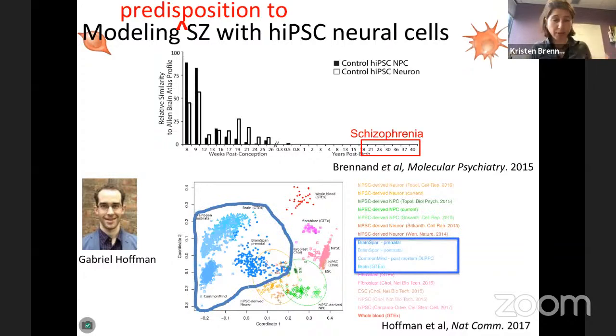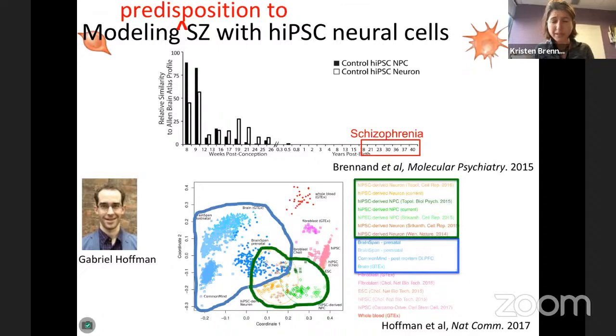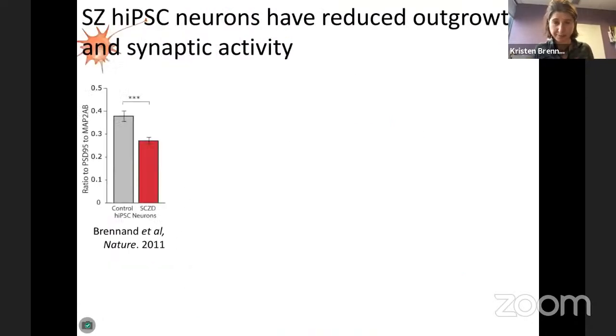And so here are all the brain samples clustered together. In darker blue are the fetal samples. And in green are the neural progenitor cells from all three of our labs. And in orange are the neurons. And so what you can see is that when the neurons overlap with human brain tissue, they overlap with fetal tissue, again, consistent with the earlier analysis.